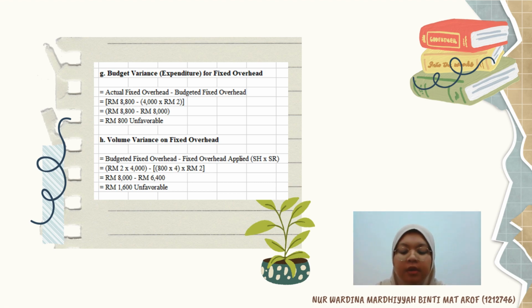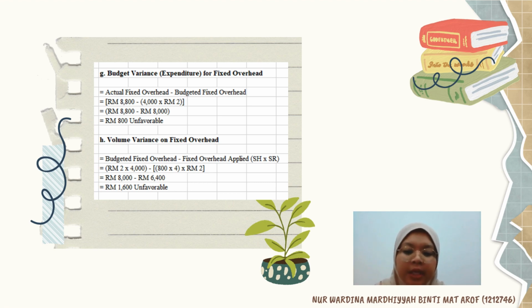Okay, so for question G, which is budget variance expenditure for fixed overhead. The formula is actual fixed overhead minus budgeted fixed overhead. So actual fixed overhead is 8,800 ringgit minus budgeted fixed overhead, which is 4,000 units times 2 ringgit. So 4,000 times 2 ringgit, we get 8,000. So 8,800 minus 8,000, we get 800 ringgit. So the answer is unfavorable.